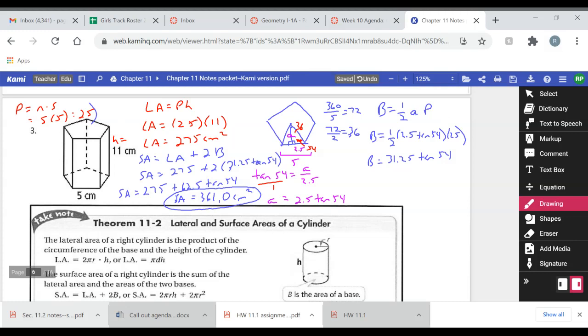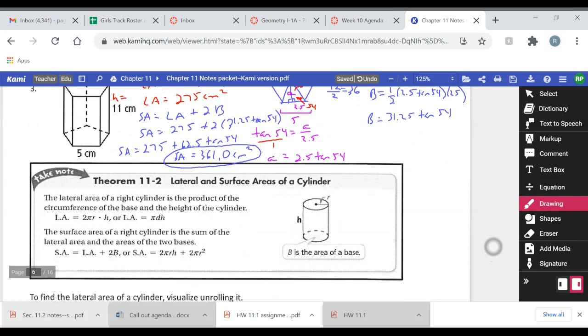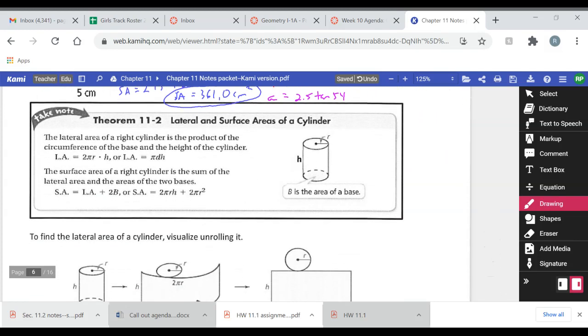All right, so that one is a little more to it. It brought in that chapter 10, that chapter 8 stuff because we had to find the area of a hexagon. But besides that, it was like the other two that we did. Okay, next up is a cylinder.